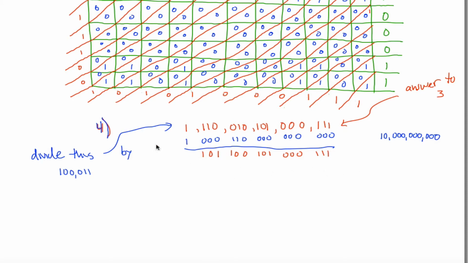So now I have this number, and I want to take away some amount from this. Well, I can again take this number, 1, 0, 0, 0, 1, 1, and tack on 9 zeros: 1, 2, 3, 4, 5, 6, 7, 8, 9. The number in blue is smaller than the number in red.